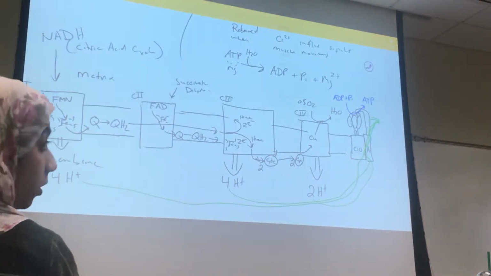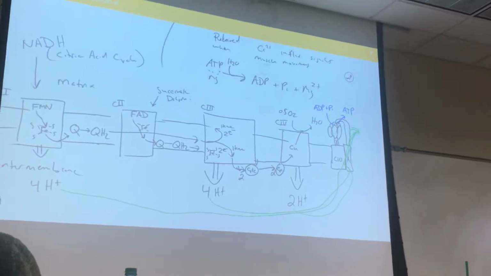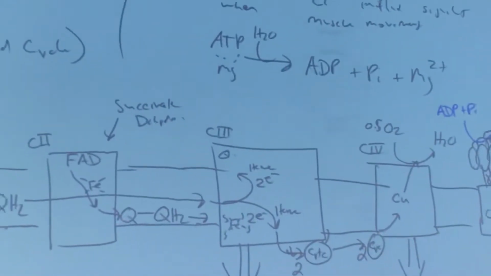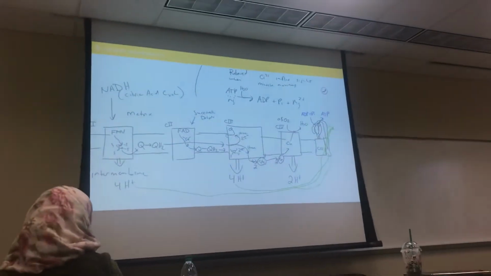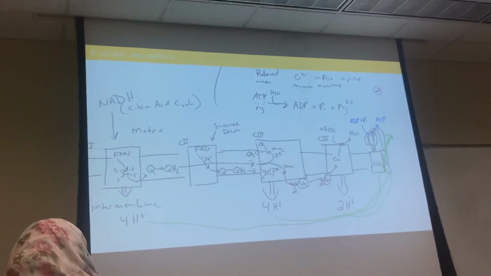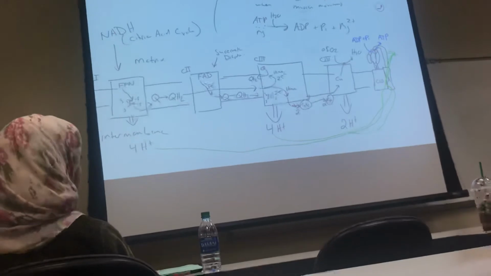Those other two electrons up here? Yeah, they'll go back, remember, they'll go back to Q. So we have Q, and they get recombined with Q, and they make QH2. And then it goes back through, and then it can continue that cycle. Yeah, it's kind of weird. It's like, why does it do that?